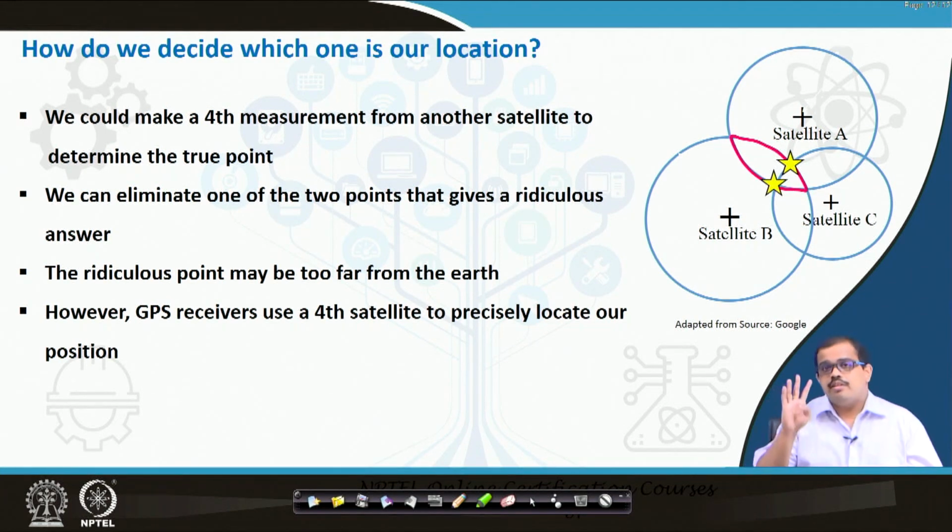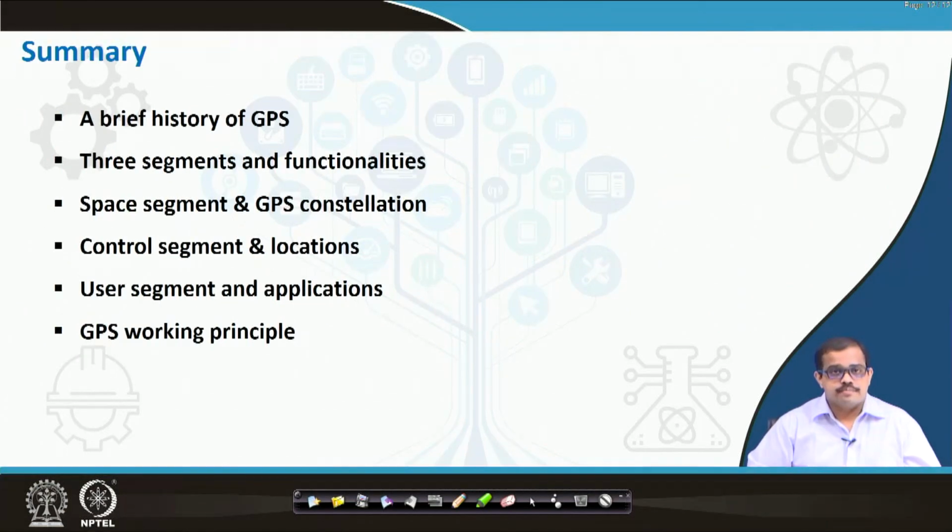So, you need 4 satellites, each of these satellite signals giving you 4 different measurements: x, y, z, and your time. So, with this we will end this class.